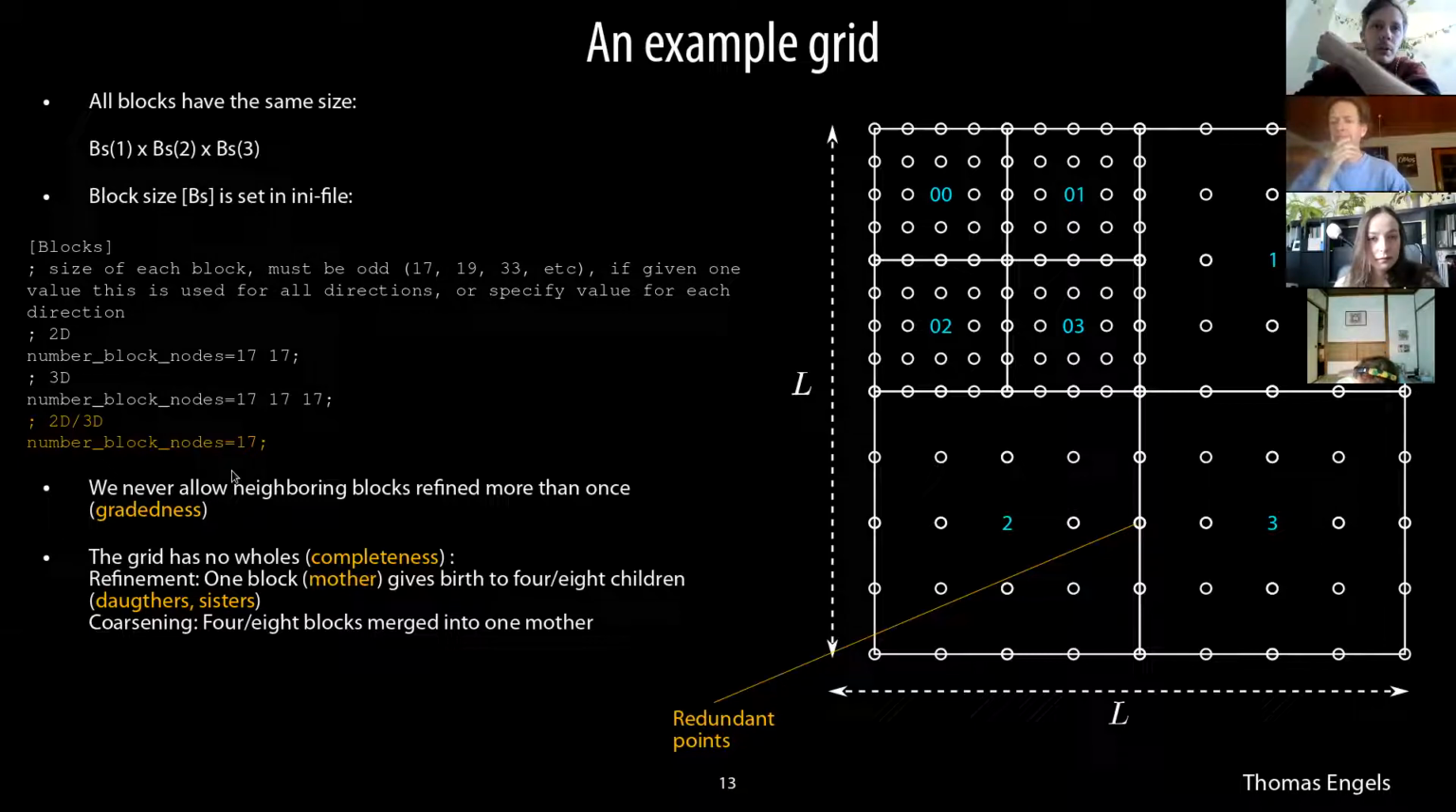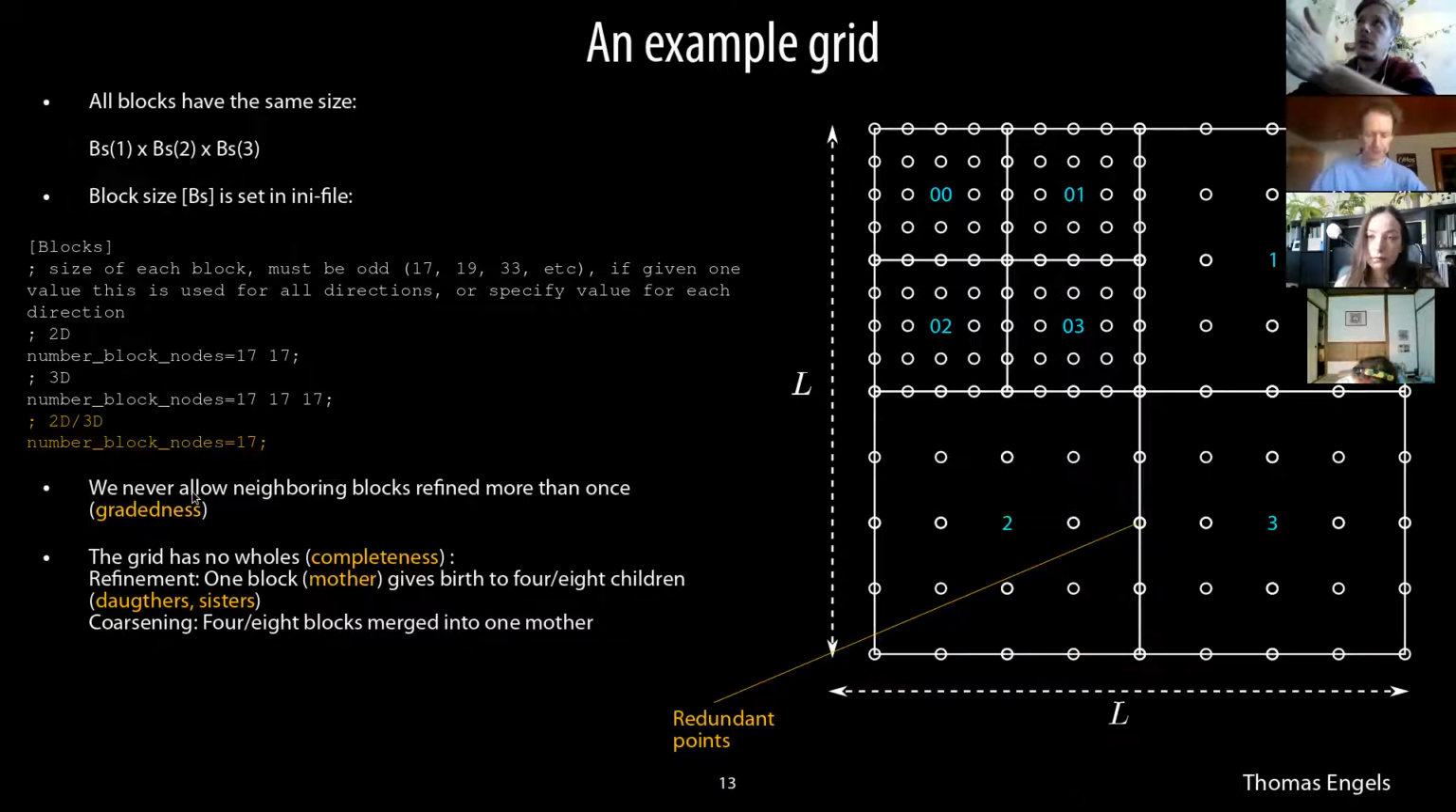Another remark that's very important is the condition called gradedness. What we have on the right is a graded grid. This is a grid that has at most a difference of a factor of 2 in resolution. So what we cannot do now is divide block number 3 again into 4 smaller, higher resolved blocks, because then here we would have a non-graded grid, a factor of 4 in resolution.